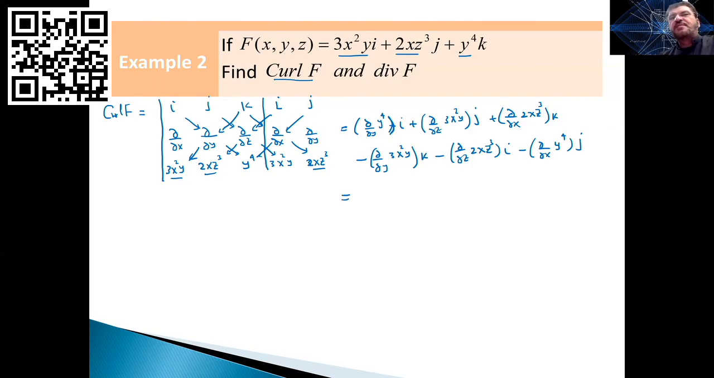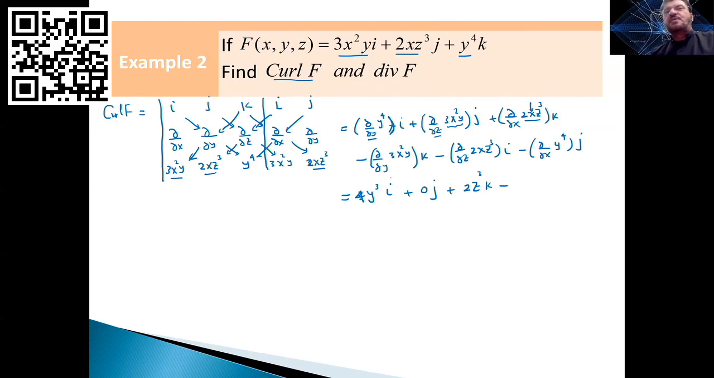Now, what's the derivative of y to the 4 with respect to y, guys? We know this is 4y cubed i. Now, what's the derivative of all of this with respect to z? When you differentiate with respect to z, x and y are constants. So what do we get? We get 0j. What's the derivative of this partially with respect to x? We only differentiate the x. What's the derivative of x? 1. So what's left is plus 2z cubed k.